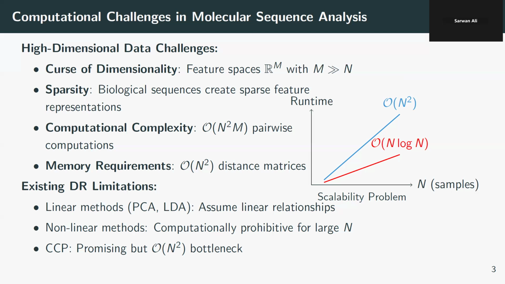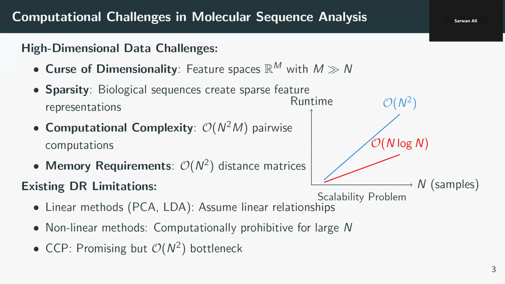The real killer is the computational complexity. So most existing methods require n squared times m pairwise computations, and they need to store an O of n squared distance matrix in memory. When this n gets larger, say tens of thousands of sequences, this becomes completely intractable.